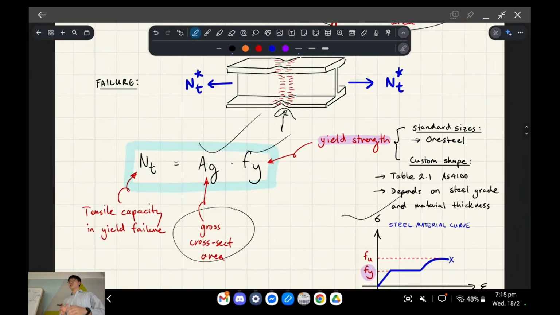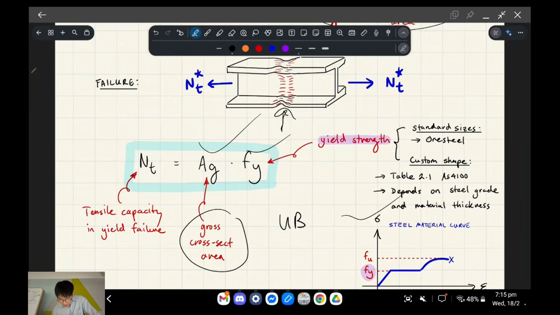The area. So how do you get the area of these sections? Basically, we're going to start seeing terms like UB, which means universal beam. And we might see something like 310 UV 32, whatever. Essentially, what this means is engineers have determined the most optimal sizes for steel beams in a wide range of applications. So we call these universal beams.